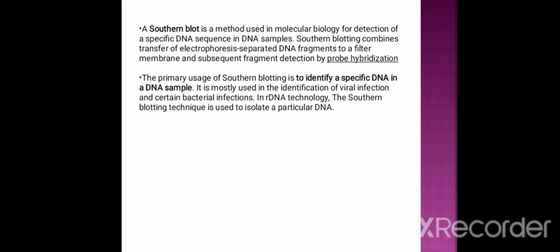The primary use of Southern blotting is to identify a specific DNA in a DNA sample. It is mostly used in the identification of viral infection and subtle bacterial infection. In recombinant DNA technology, the Southern blotting technique is used to isolate particular DNA.